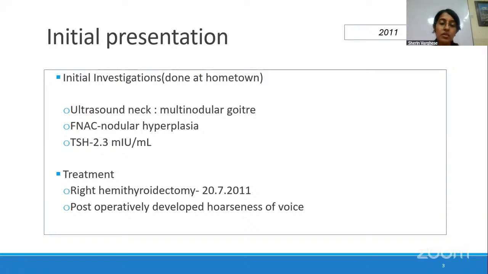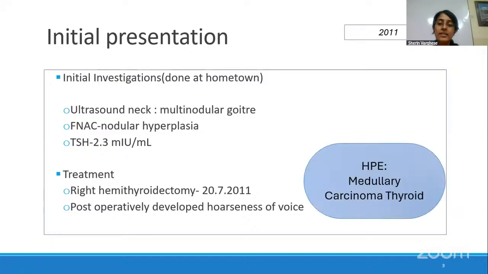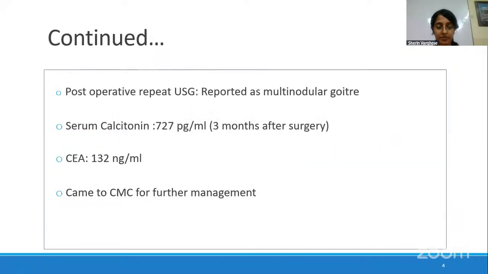The FNAC was reported as nodular hyperplasia, and he was euthyroid. He underwent right hemithyroidectomy in July 2011, and postoperatively he developed hoarseness of voice. His histopathology was reported as medullary carcinoma of the thyroid.